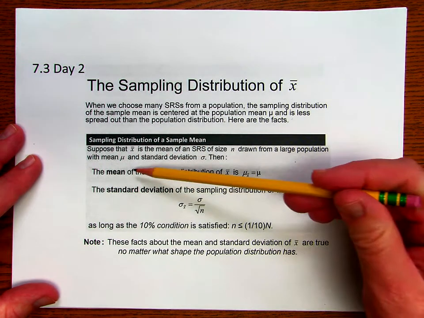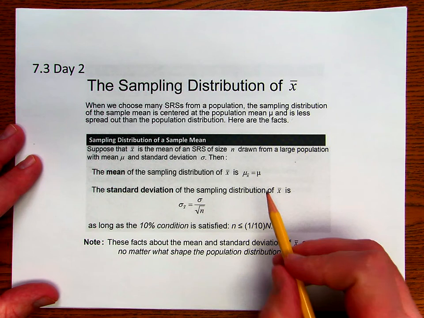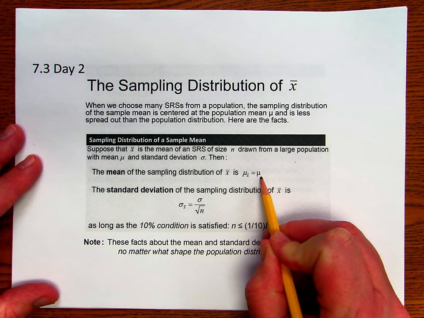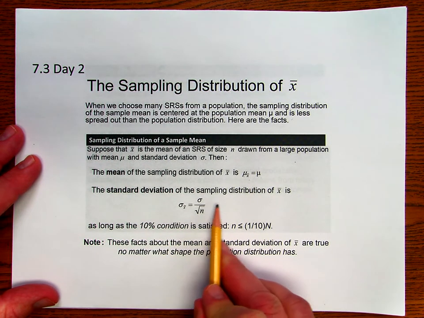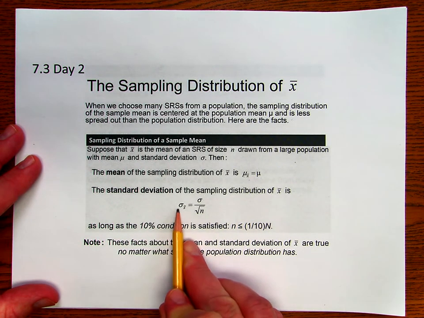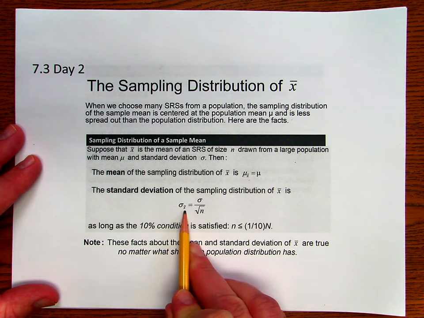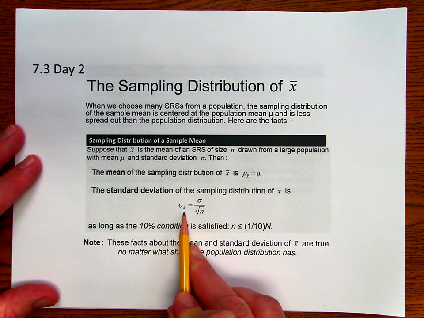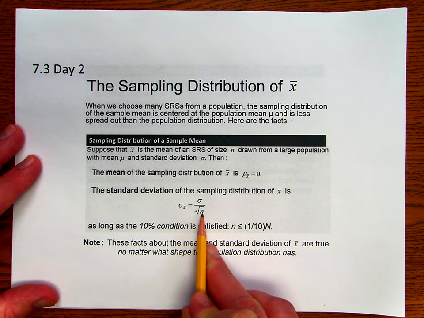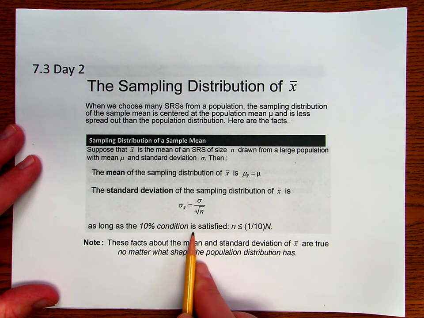Then the mean of the sampling distribution, which is mu sub x bar, is equal to the population mean. The standard deviation of the sampling distribution of x bar, this is the symbol for that, sigma sub x bar, is the population standard deviation divided by the square root of the sample size. That formula is only valid as long as we are not sampling more than 10% of the total population.